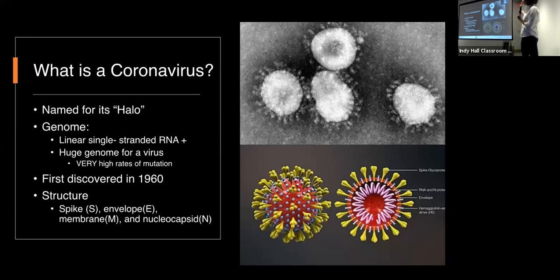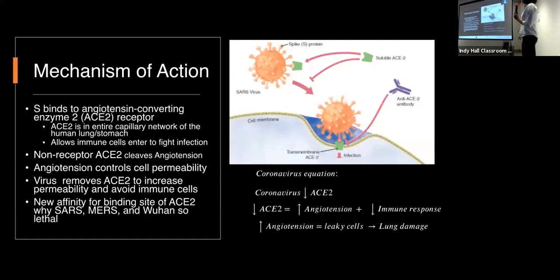First discovered in 1960. The nucleocapsid structure includes S, which is the spike. You have the envelope, the membrane, and the nucleocapsid, which contains all the RNA. For the purpose of this talk, I'm mostly going to be talking about the spike, the S protein, because that's how it enters the human cells. So the mechanism of action: the spike protein binds ACE2, the angiotensin II receptor, and that's how it enters the cell.